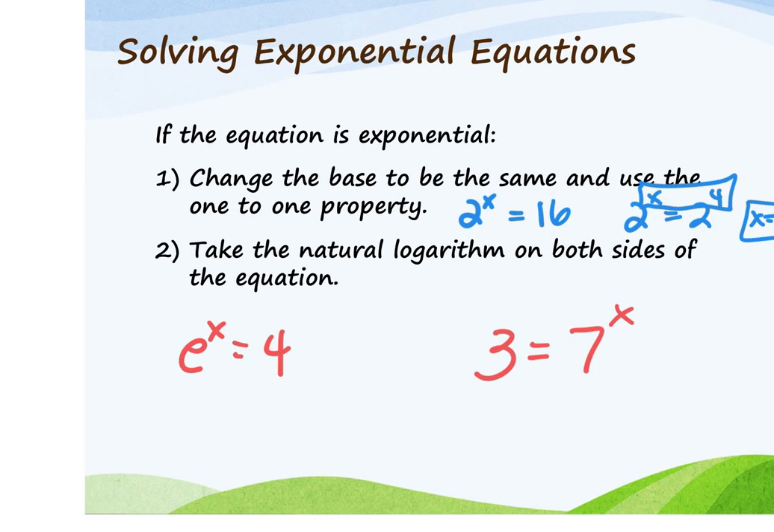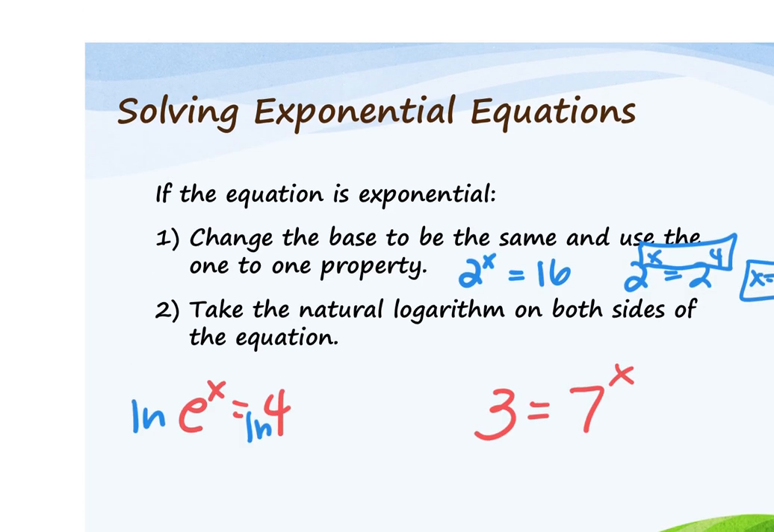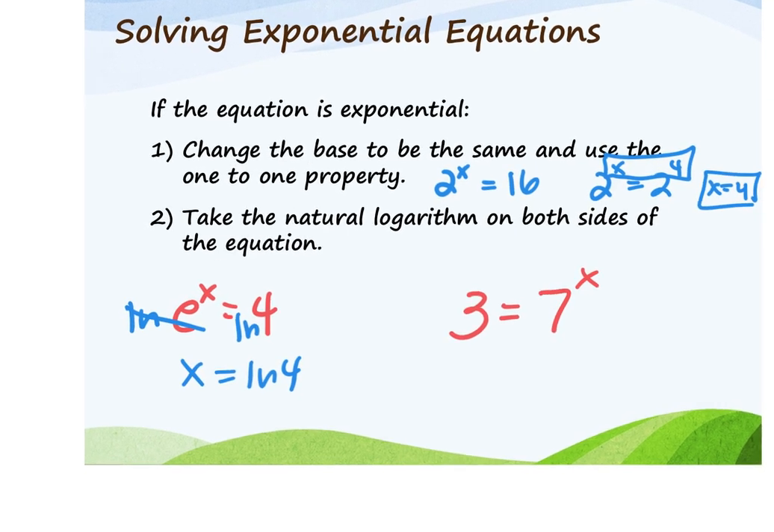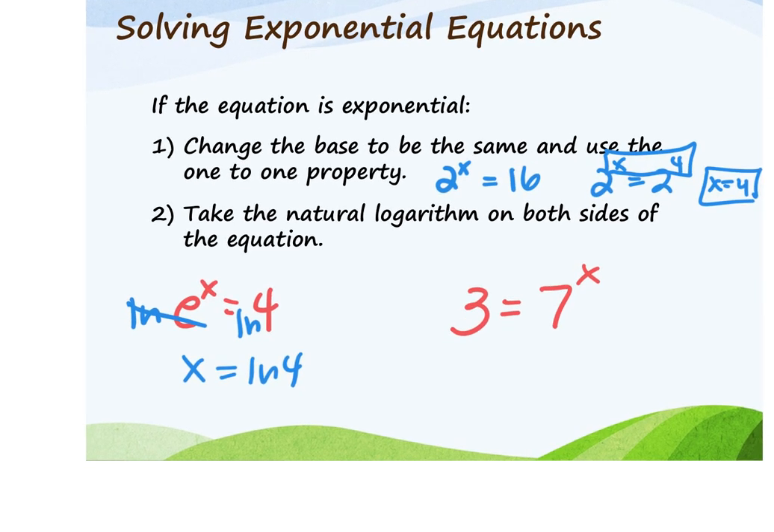So on the left-hand side, we would ln both sides of this equation. What happens to ln of e to the x? Just the exponent, right? So ln of e becomes the exponent, which would be x. And then it would equal ln of 4. If I didn't have a calculator, I would leave it as it is. If I had a calculator, I would physically plug ln of 4 into the calculator. And ln of 4 is 1.386.